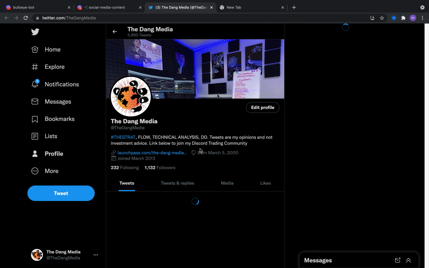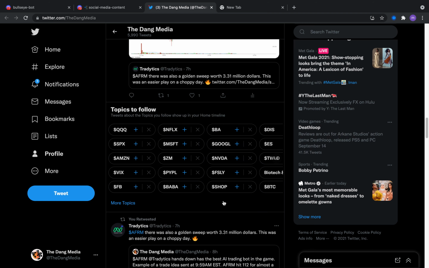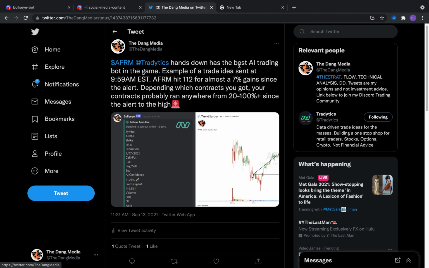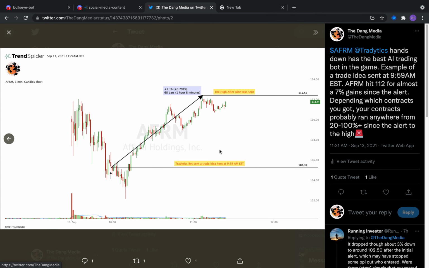This was an example from today. I tweeted this out earlier. Hands down, one of the best AI trading bots in the game. So, Affirm: this sent a trade idea out for Affirm 115 strike, and it sent this out at 9:59. That was right here. This is where the bot sent the trade idea out, and then 1 hour later we had almost a 7% move.